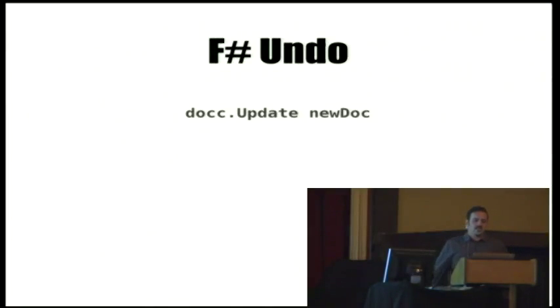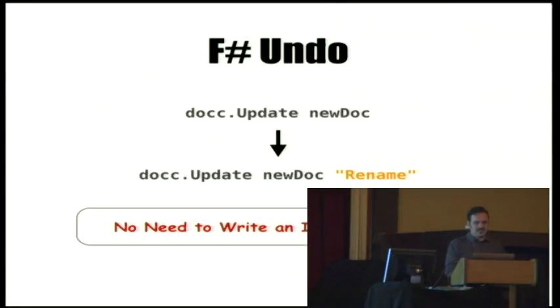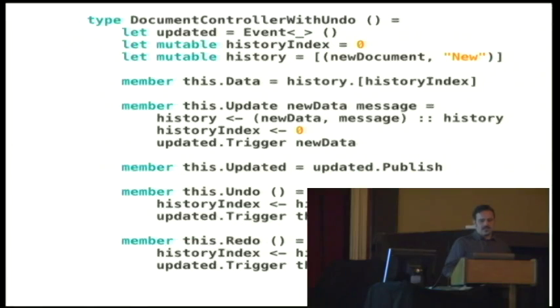The problem then becomes, well, I need to support undo. So here is my mutation function. Remember, I always go through update. So how do I support undo? Well, I add a little tag to the end because it's nice to have names. The truth is that I just do all my work in this little document controller.